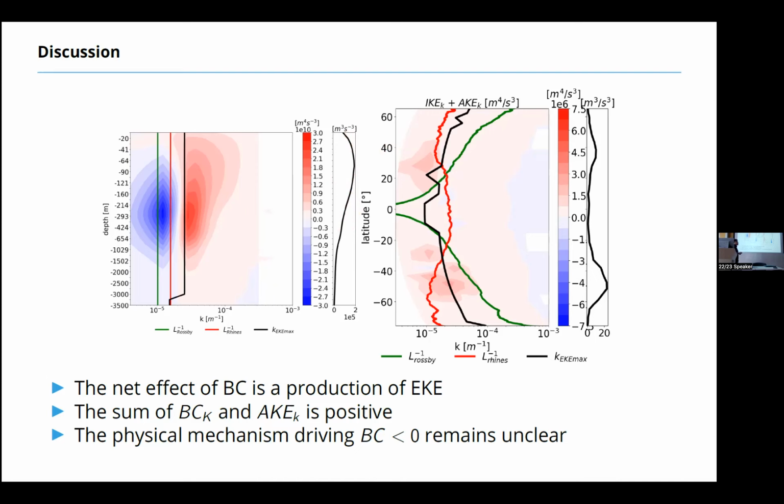So there's still a surplus of EKE, and that's also illustrated by this plot here, where I've shown the sum of the baroclinic conversion term and the divergence of the energy flux. And you see it's red, so there's still surplus of EKE, which needs to be converted to other energy forms, dissipated, or transferred down the scale.